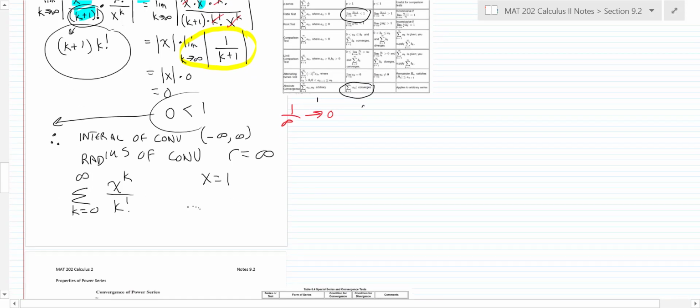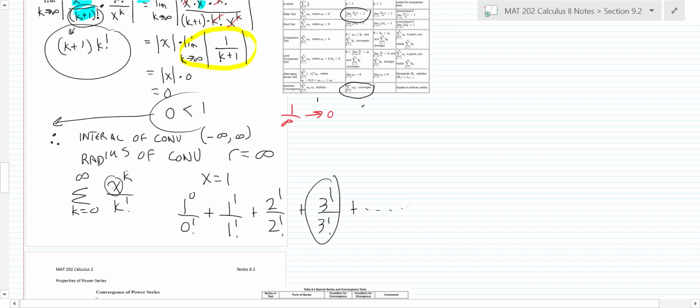Let me show you what would happen. Okay, if you wrote out the terms, you would actually have this. If x is 1 now, you'd have 1 to the 0 over 0 factorial. Next term would be 1 to the first over 1 factorial. Then it would be 2 to the first over 2 factorial. And then 3 to the first over 3 factorial and so forth like that. Now what would end up happening on this if you went all the way out is, notice that the fractions, aren't the fractions getting smaller as we go out? Because 3 factorial is big.